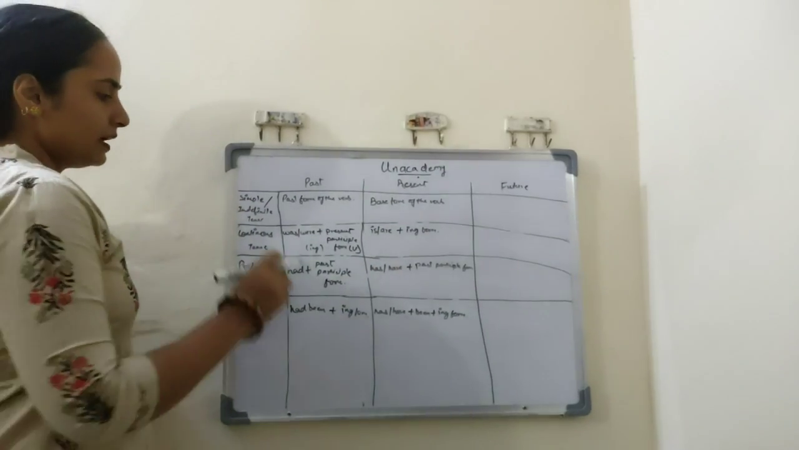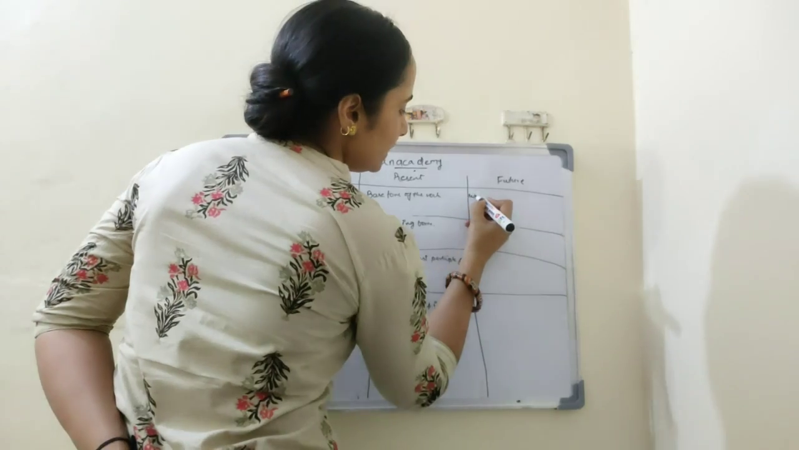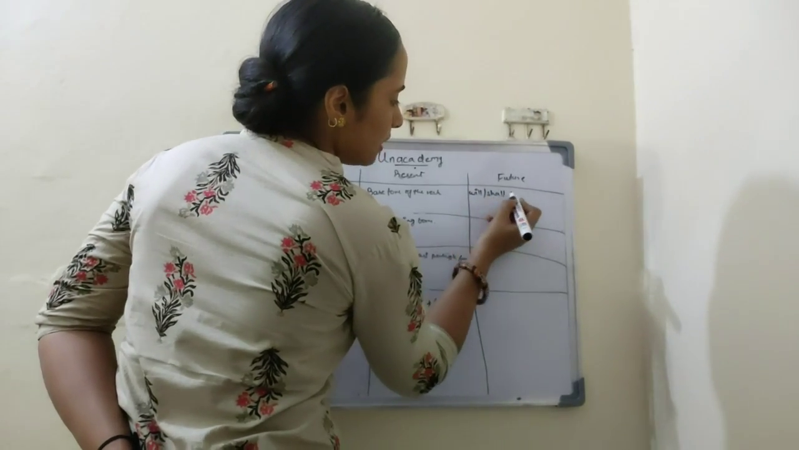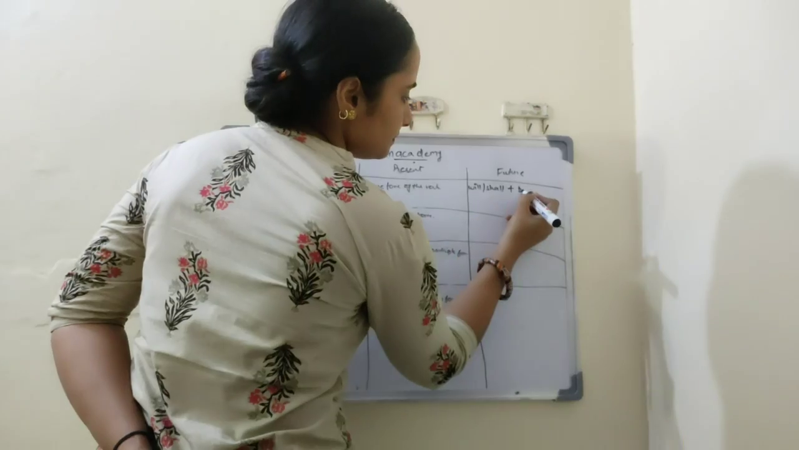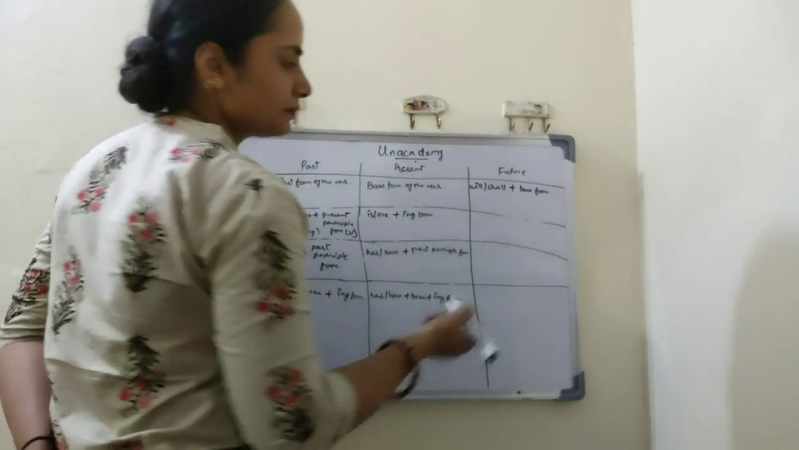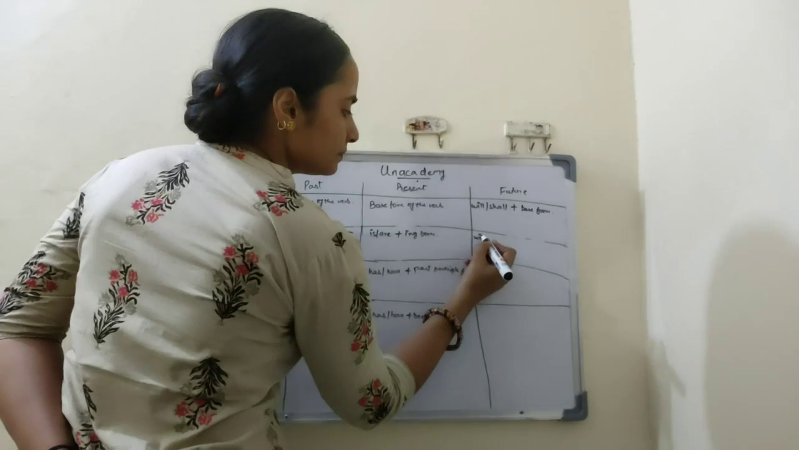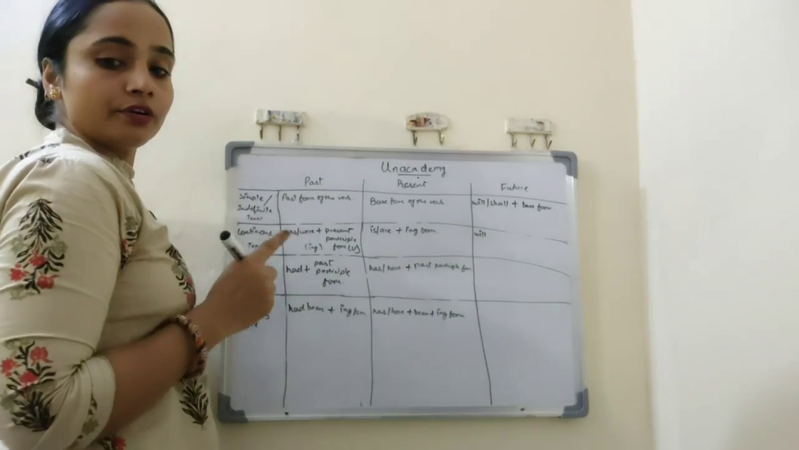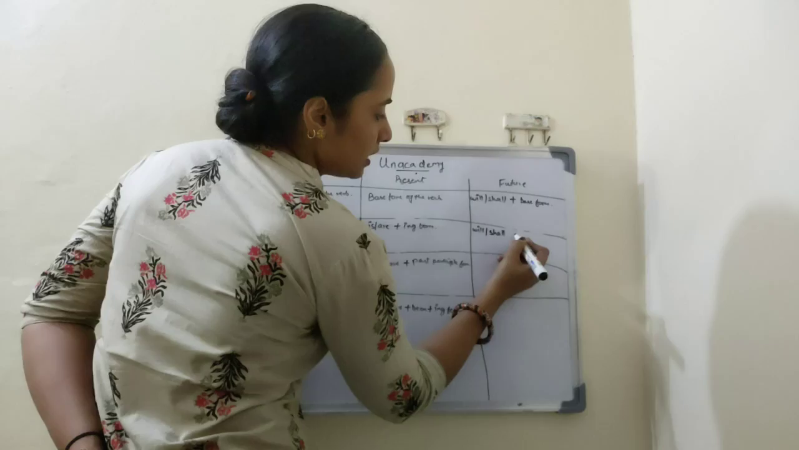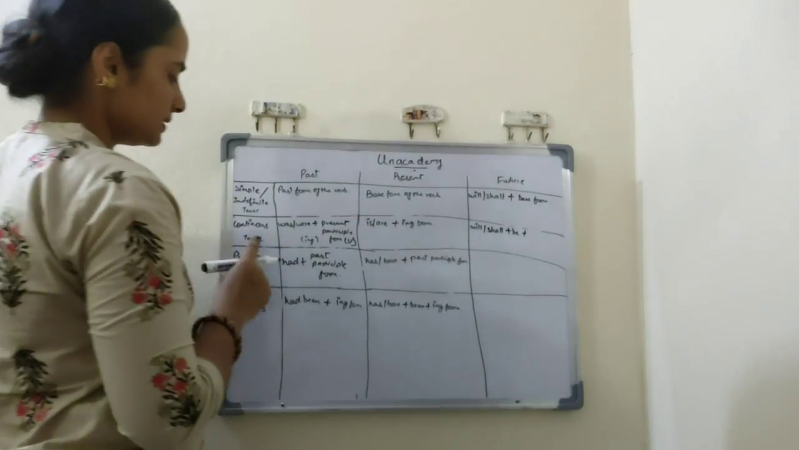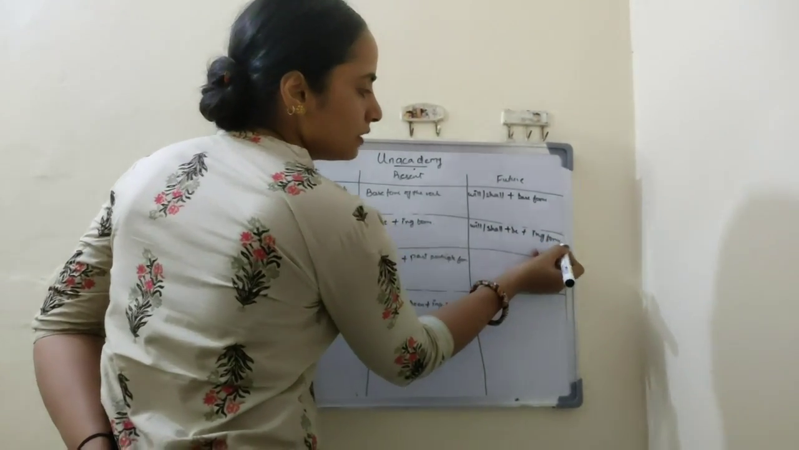Now let's continue with the future. In the future simple tense, it will be will or shall plus the base form. Alright. Now, in the continuous tense, it will be will or shall plus be plus, what happens in the continuous tenses, we use the ing form. So here also we will be using the ing form.